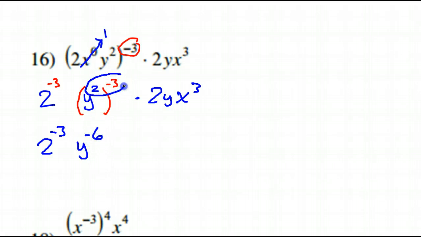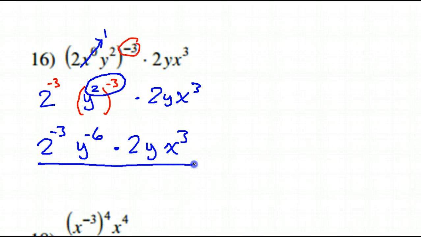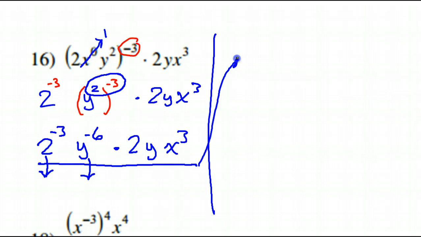Alright, a power to a power, you multiply. And then times 2y x to the third power. I'm just bringing that down. Now, anything with a negative exponent is going to drop to the denominator. Everything is starting out here in the numerator. But this is going to drop down, and this is going to drop down. Okay? So that is going to give me, okay, I'm going to bring this up over here.